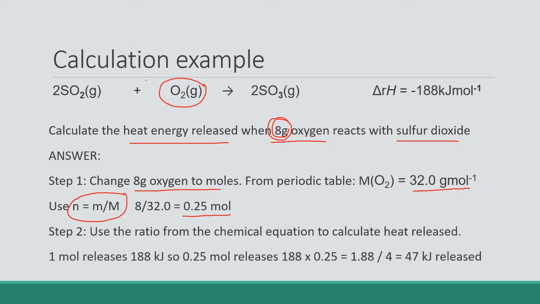So the equation tells us how much energy is released when 1 mole of oxygen gas reacts. Now we want to know how much is released when a quarter of a mole reacts. So we can divide by 4 or times by 0.25, and we'll get 47 kilojoules of energy released. So the equation told us that 1 mole releases 188 kilojoules, so a quarter of a mole releases a quarter of the energy.